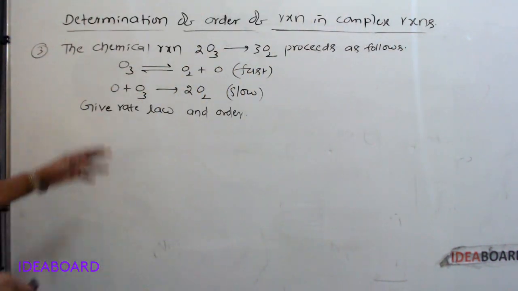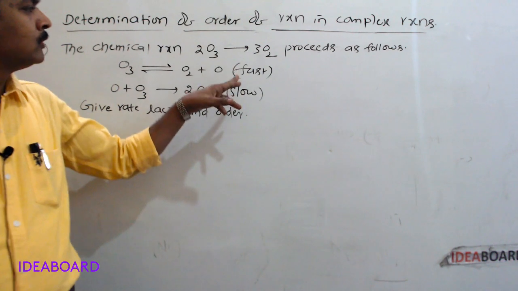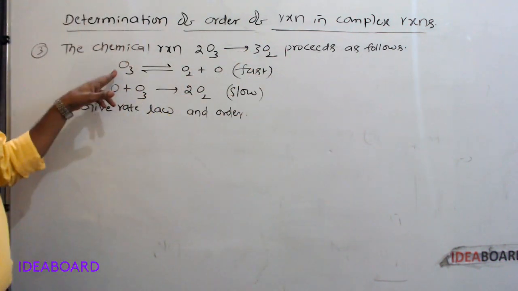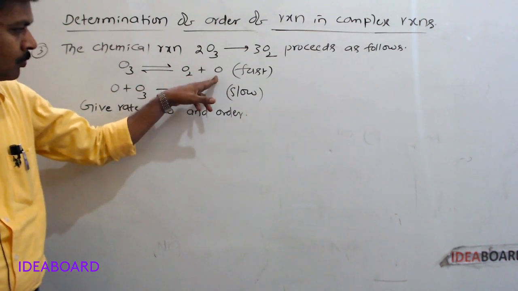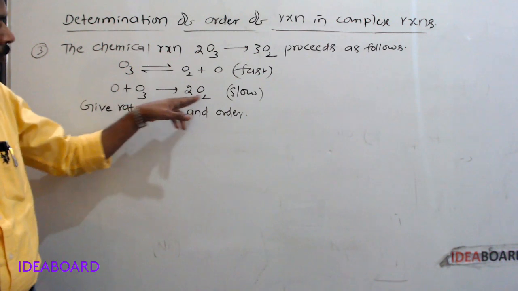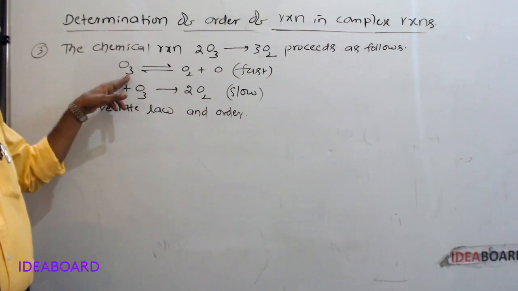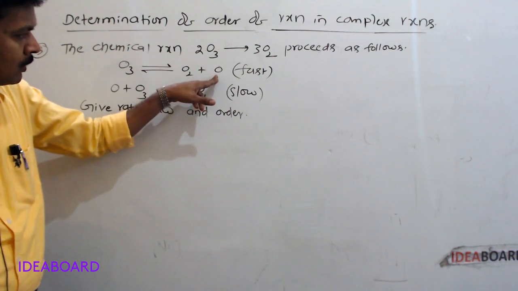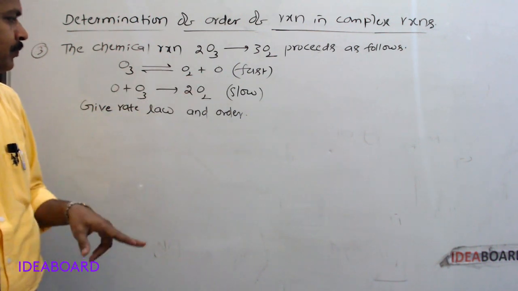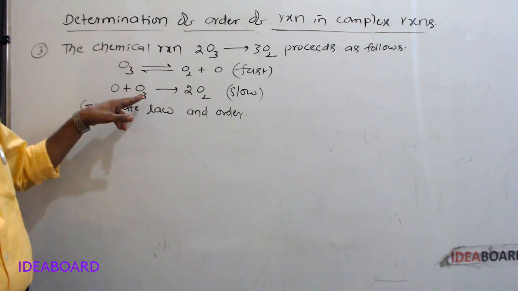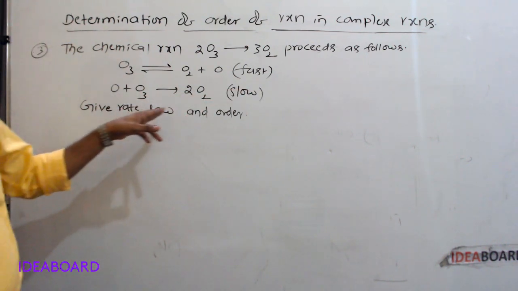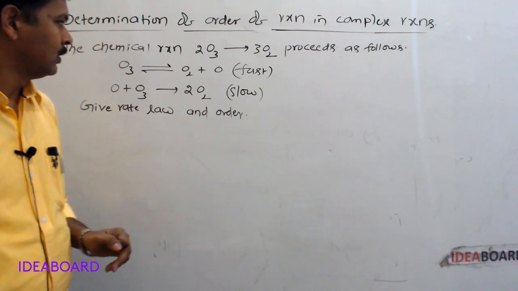Next problem. The chemical reaction 2O3 gives rise to 3O2 proceeds as follows. First step: O3 gives rise to O2 plus O. Second step: O plus O3 gives rise to 2O2. In the first step, O3 gives rise to O2 plus O. Oxygen molecule, a diatomic molecule, plus nascent oxygen are formed. That nascent oxygen combines with ozone and forms O2. This is the slow step. Give the rate law and order of reaction.